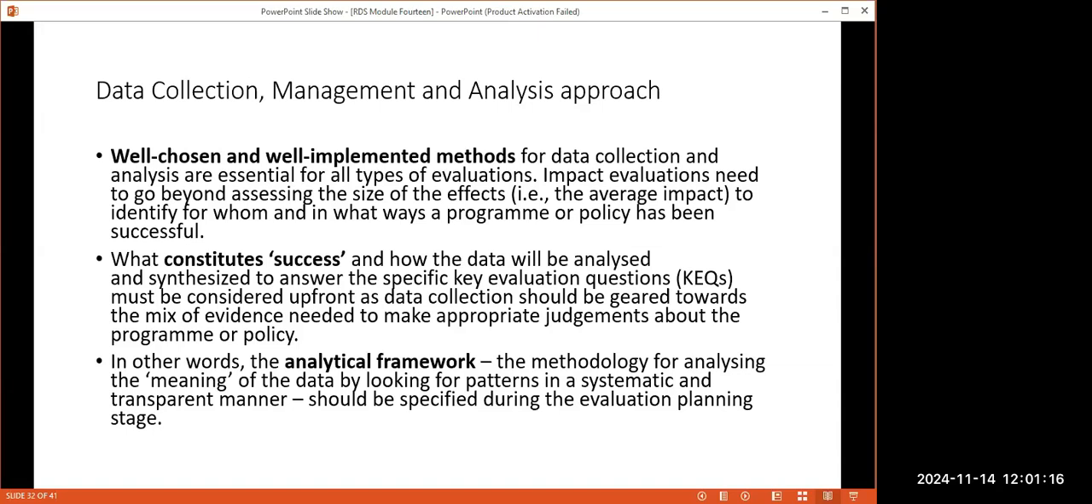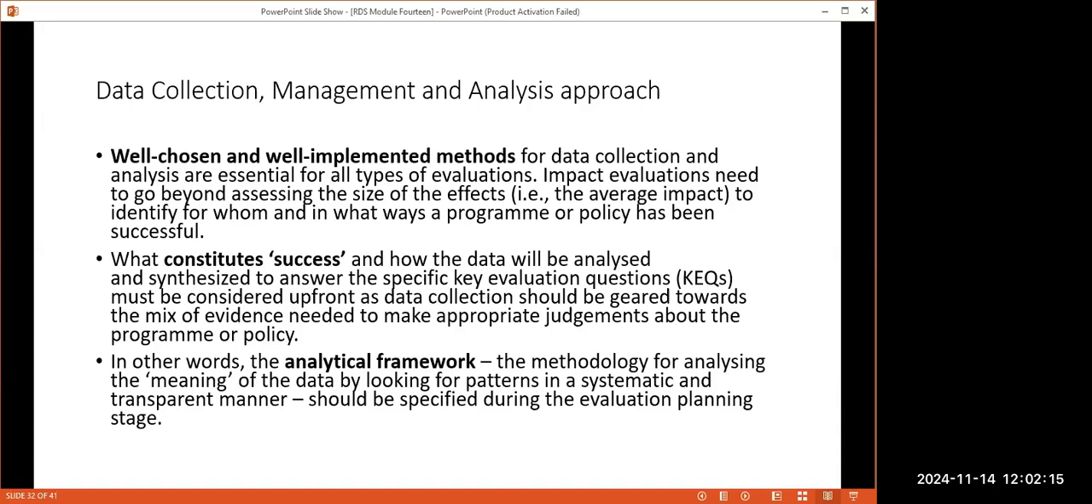So once you have decided on the objective, and you have come up with the criteria, and you have therefore decided on the key evaluation questions, and you have decided that you probably want to go the non-experimental design or whichever, the next stage now is to collect data, manage it, and analyze it. That process is very critical.